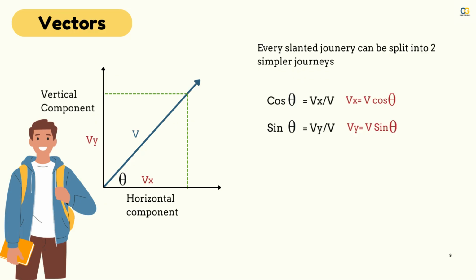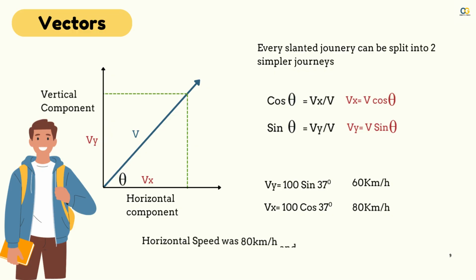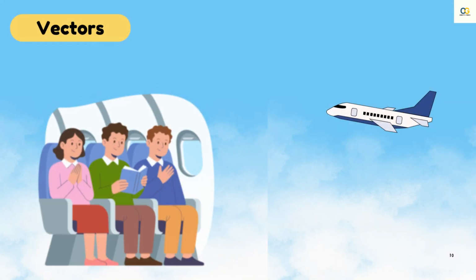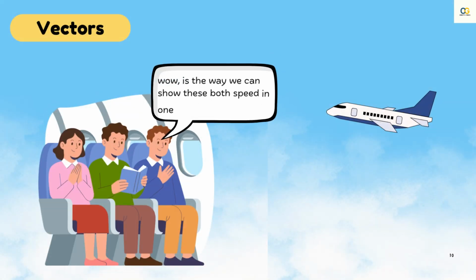So in our case, we can say that Vy is 100 into sin 37 degrees, which is 60 km per hour, and Vx is given by 100 cos of 37 degrees, which is 80 km per hour. So the horizontal speed was 80 km per hour and the vertical speed was 60 km per hour. Then another passenger asks, wow, is there a way we can show both these speeds in one sentence? And the student says, why not?